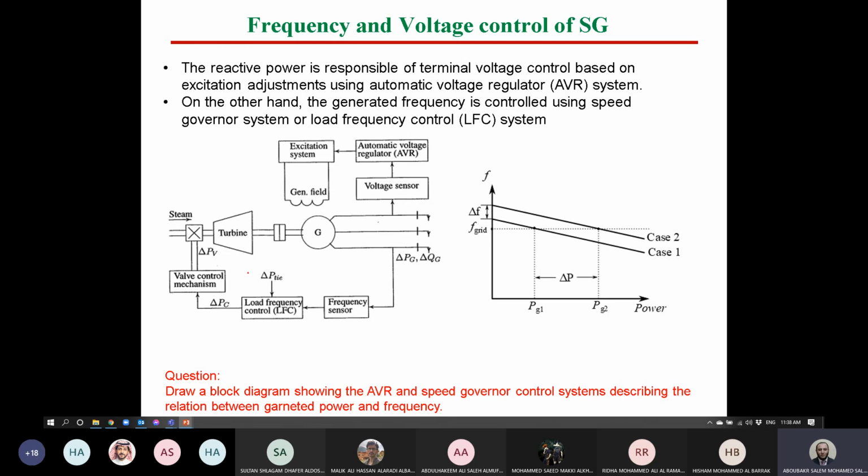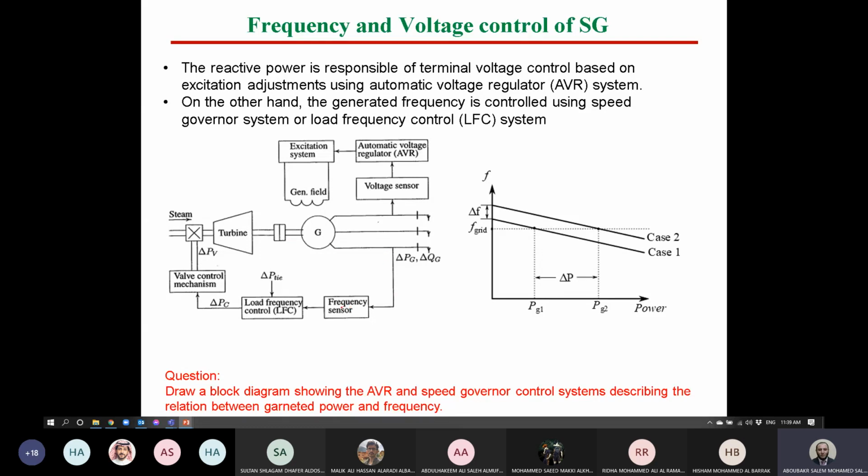How can we keep it constant? By controlling the amount of steam which is going to enter the turbine here. You get it? Okay, so we control the speed. If we control the speed, we can control the frequency. So firstly, we measure the frequency.